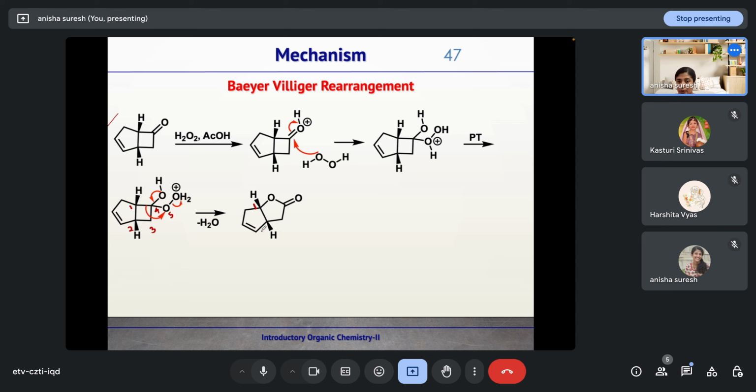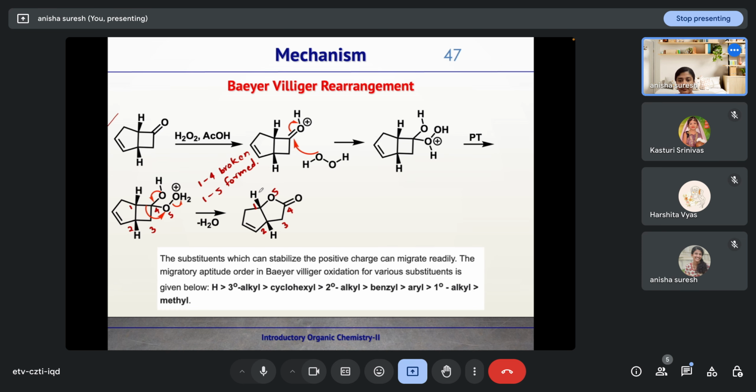1, 2, 3, 4, 5. The 1,5 bond will be formed, the 1,4 bond is broken, and the 1,5 bond is formed. So a 5-membered ring is forming here.